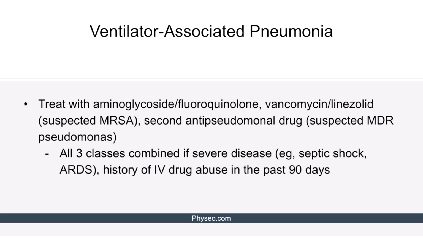Treatment includes gram-negative coverage, for example, aminoglycosides or fluoroquinolones. Vancomycin or linezolid is added when MRSA is suspected, and a second anti-pseudomonal drug is included when suspecting MDR Pseudomonas. Again, all three classes are combined if there is severe disease, for example, the patient is in septic shock or has progressed to ARDS, or if there is a history of IV drug use in the past 90 days.